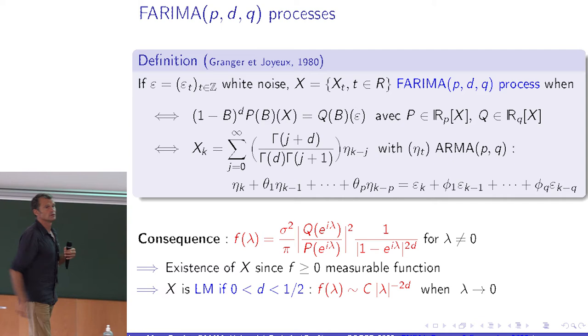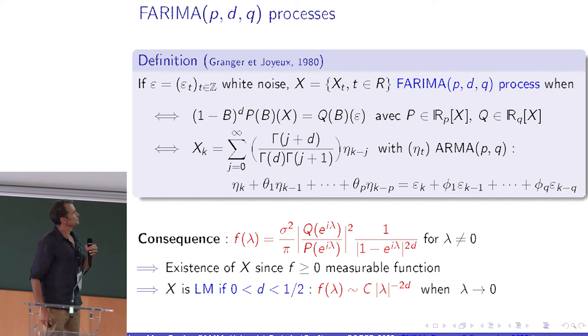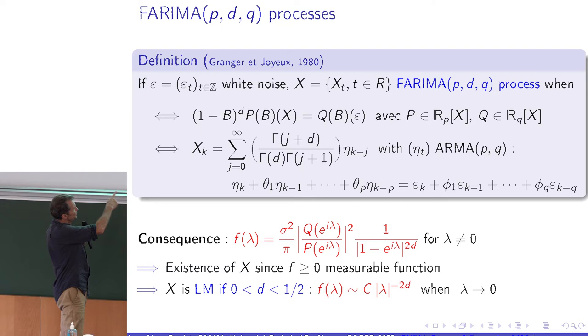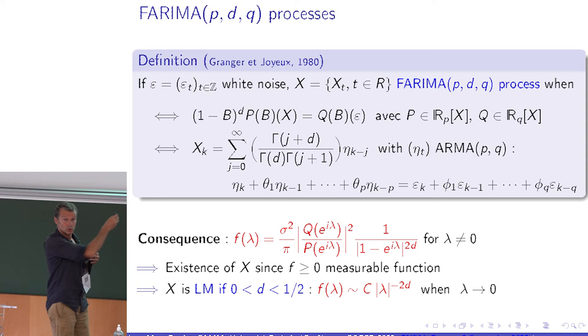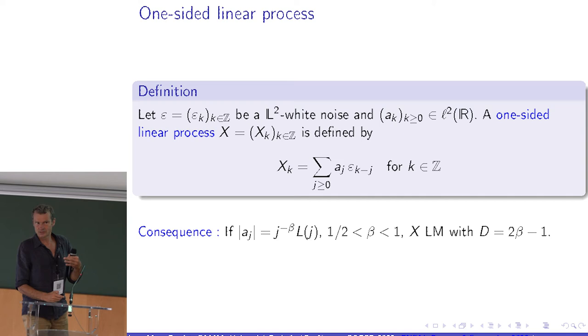In such a case, it is not very difficult to obtain the spectral density. For ARMA or for FARIMA, it is better to work with spectral densities than with autocovariance, because covariances are not really easy to obtain. But here, for the spectral density, you have directly an expression, and so if the parameter d here is between 0 and 1/2, you obtain such behavior, which is also a power law behavior, and this is exactly what is required to obtain a long memory process.